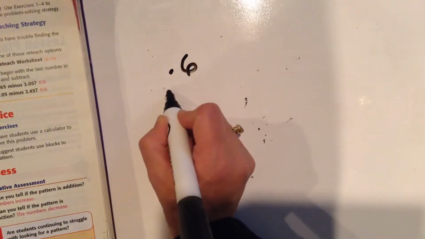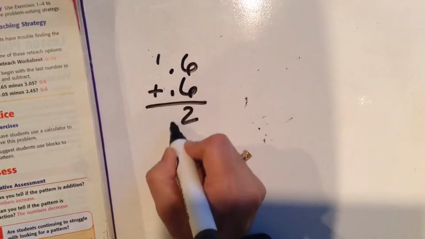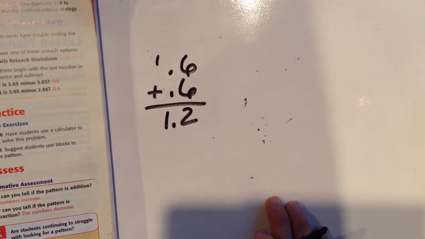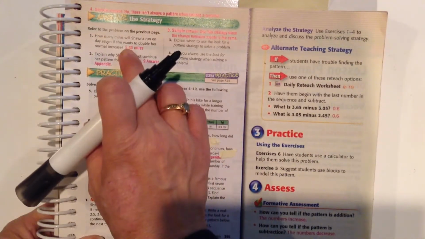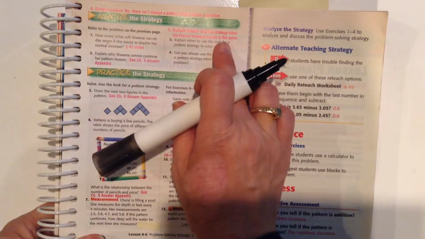If I want to double that increase, I'm going to do 0.6 and 0.6, so I'm doubling it. And I'm going to say that on the 7th day she does 1.2. So I would just add that 1.2 to what I was at, 4.25, to get that. But you don't have to do those.